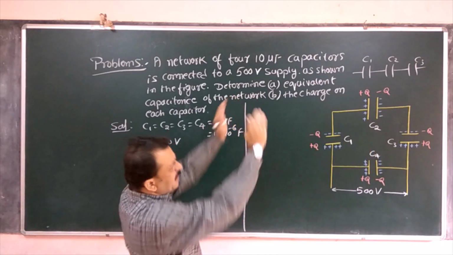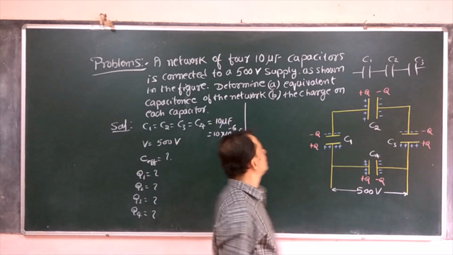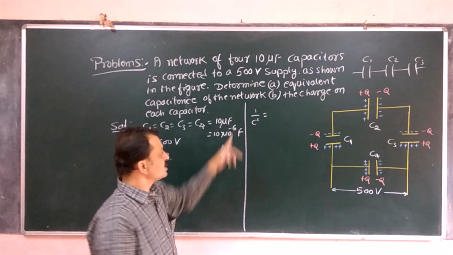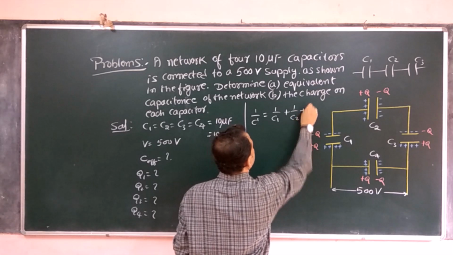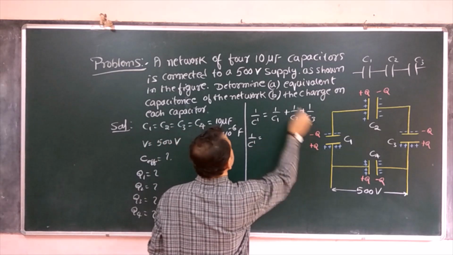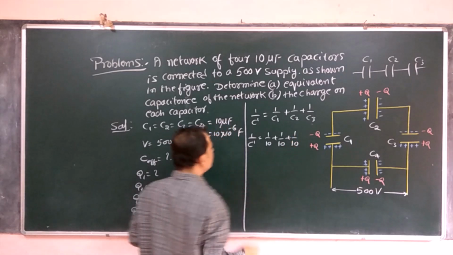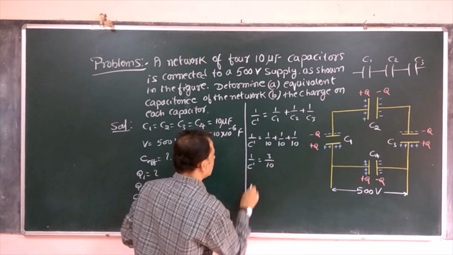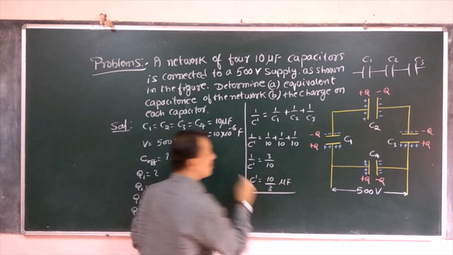C1 and C3 are just like bended. It is just like a bend. Therefore, it is in series combination. Therefore, the effective capacitance is 1 upon C dash is equal to 1 upon C1 plus 1 upon C2 plus 1 upon C3. Therefore, 1 upon C dash is equal to, all the capacitances are 10 microfarad, 1 by 10 plus 1 by 10 plus 1 by 10. Therefore, 1 upon C dash is equal to 3 by 10, or C dash is equal to 10 by 3 microfarad.